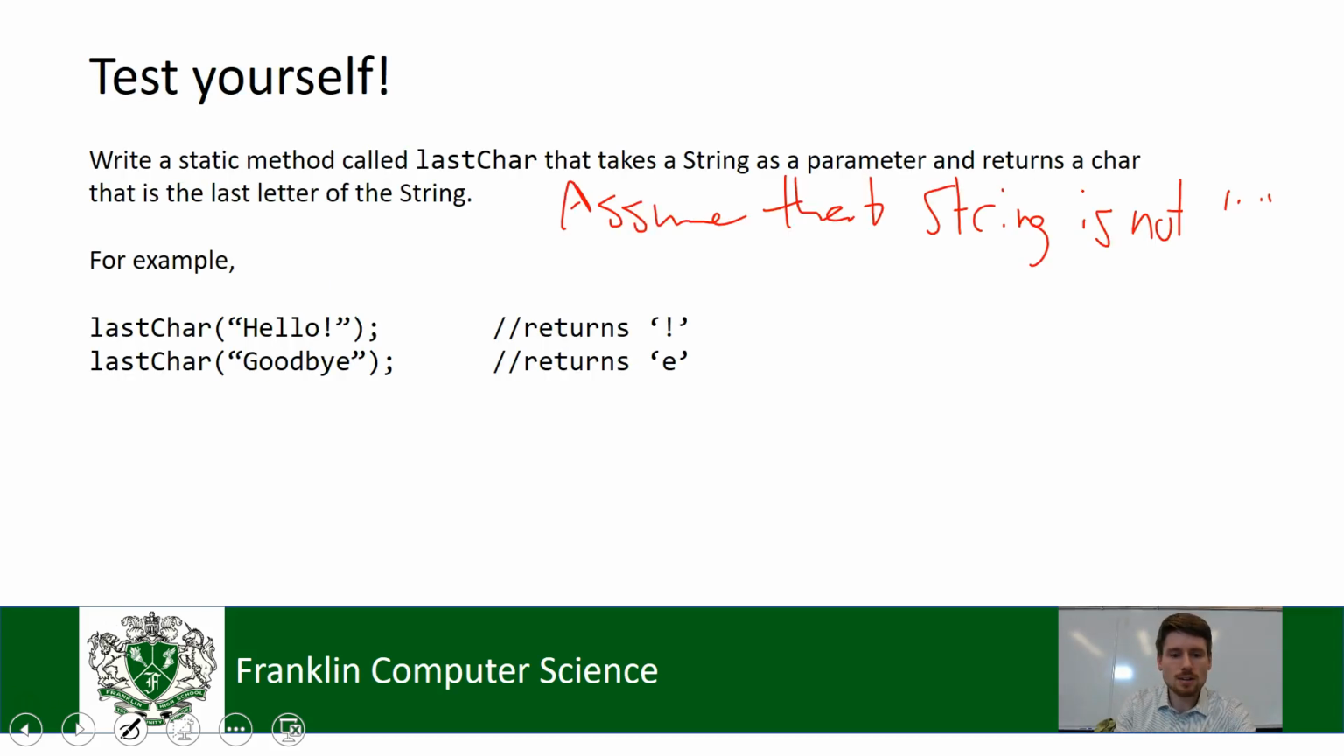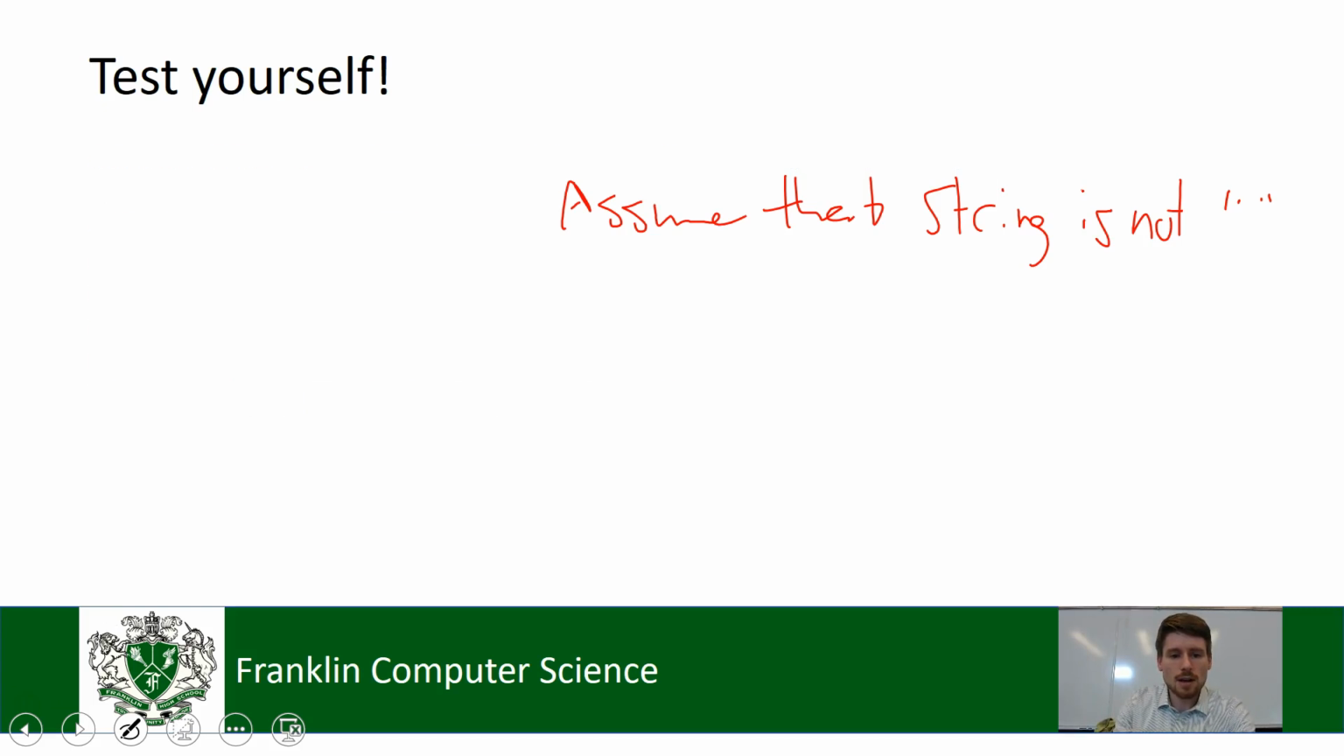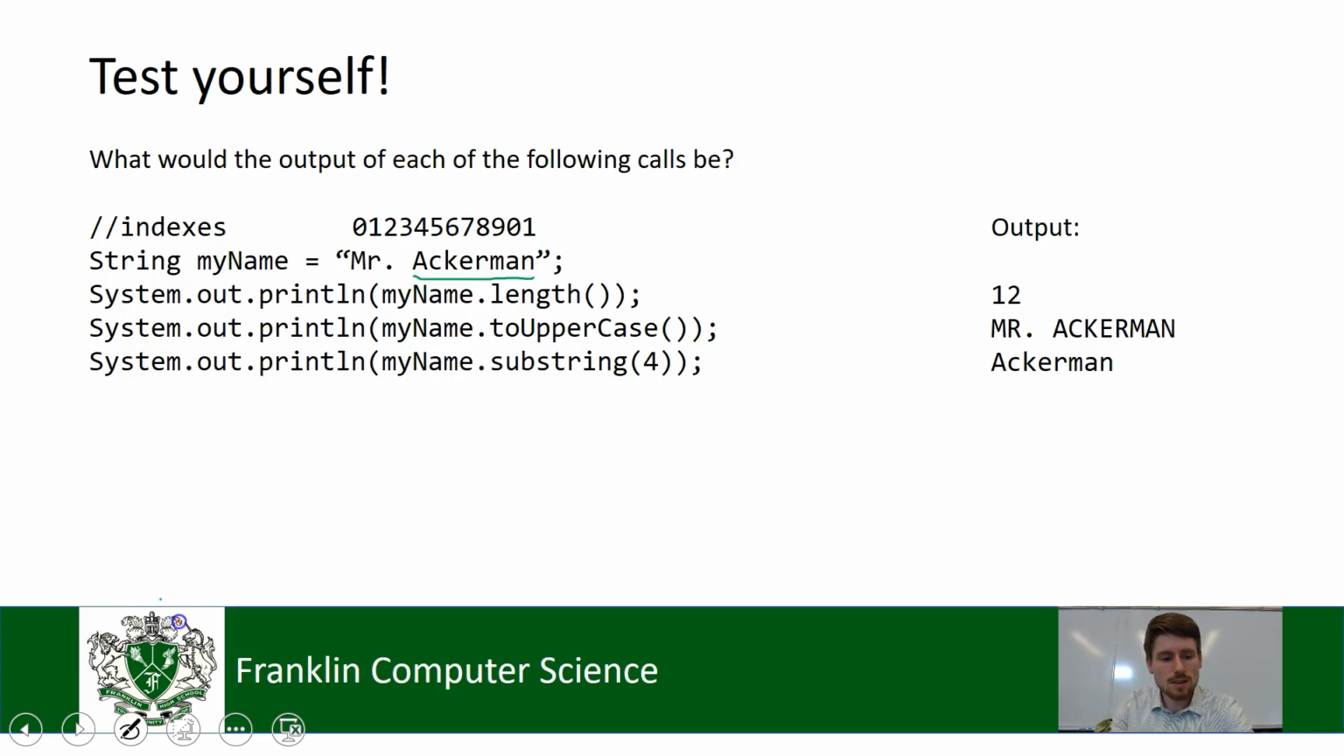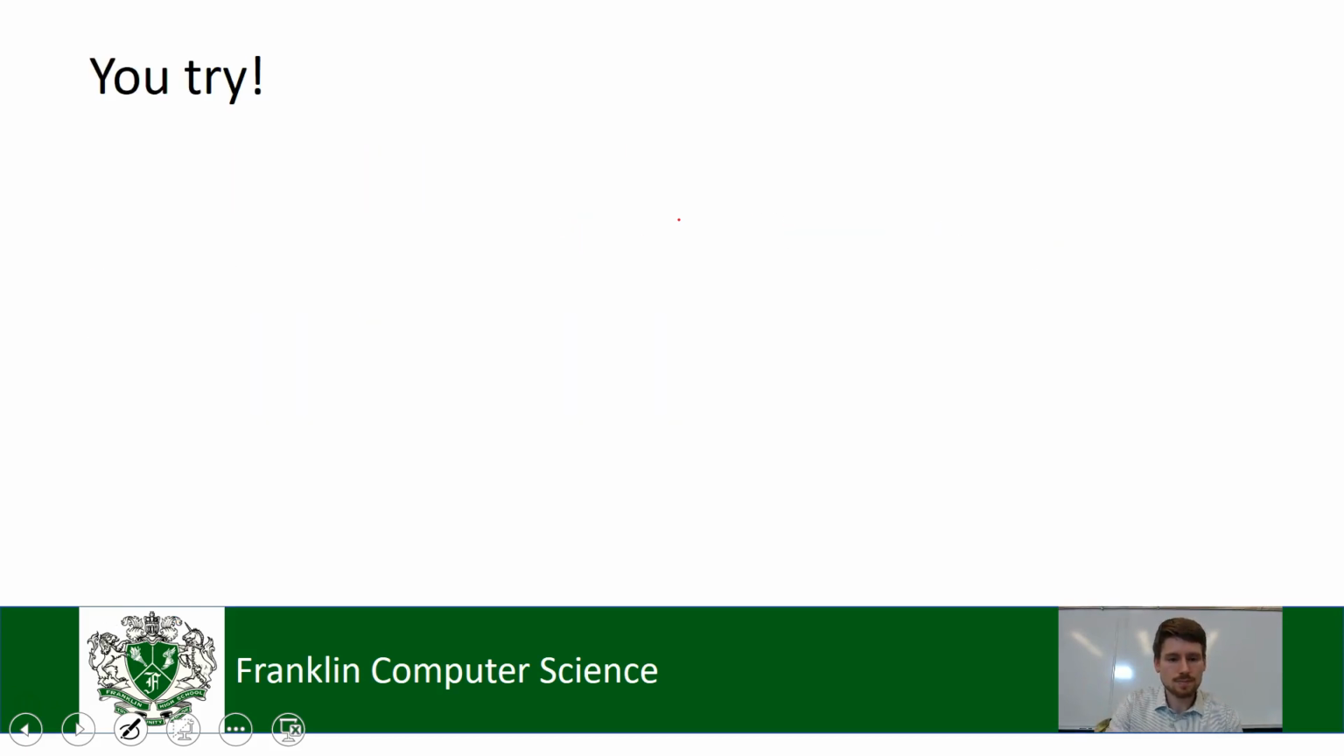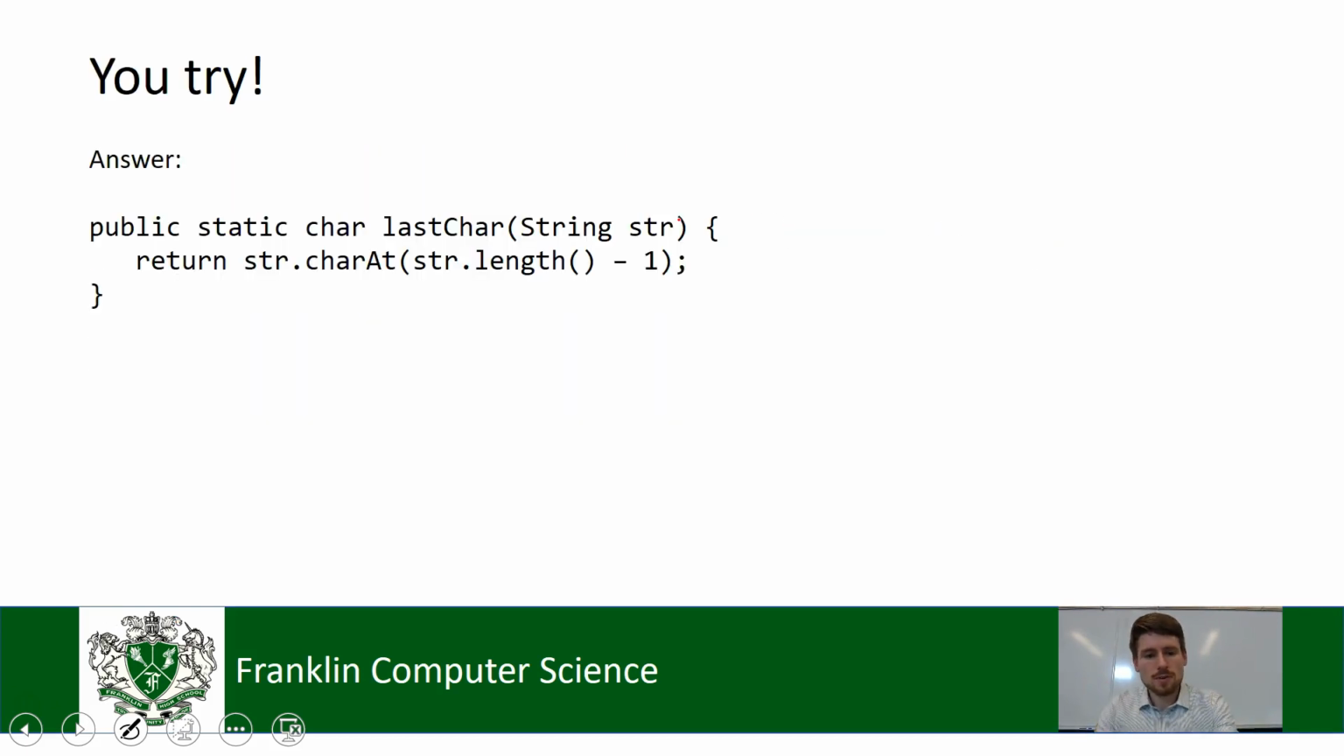If we backtrack a little and look at this, remember that the last character right here is at index 11, which is the length 12 minus 1. So we need to find the length, take away 1, and return the character that's there. That's why str.length() - 1 gets us the correct index.